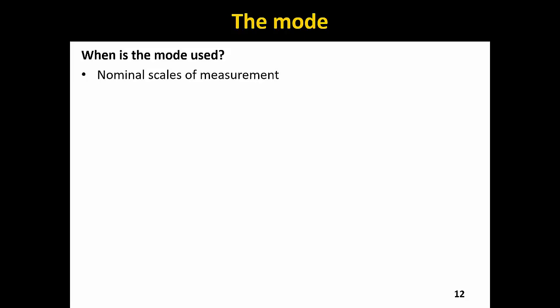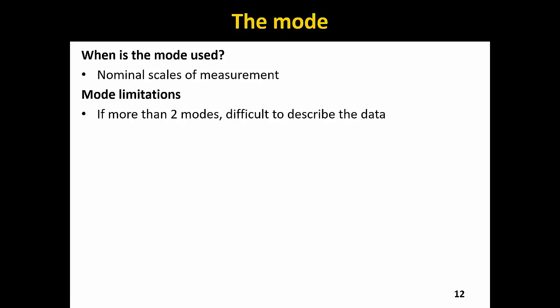But in terms of using the mode as a number to describe the distribution of a sample or of a population, this is most typically used when we have nominal scales of measurement. Now, using the mode as this descriptor does have some inherent limitations. One limitation is that if there are more than two modes, it becomes difficult to interpret and to describe the data.